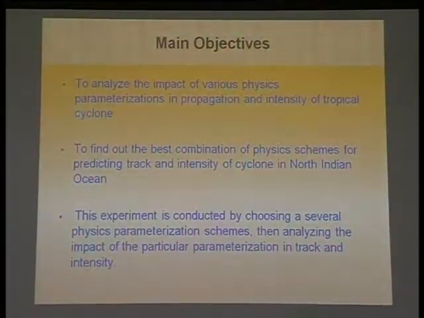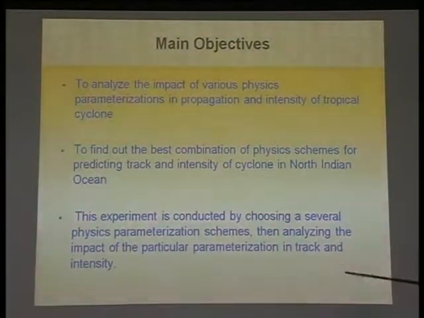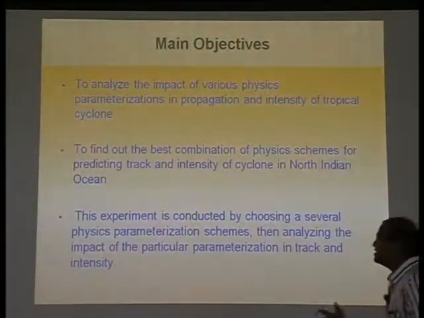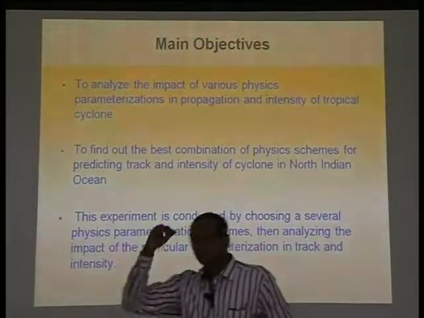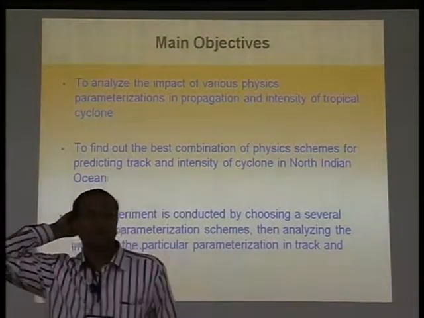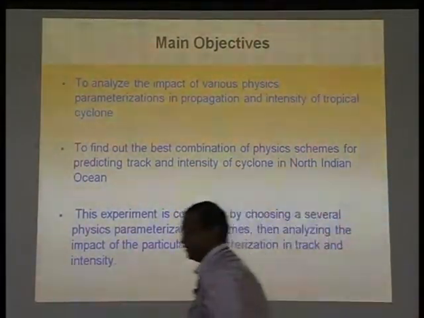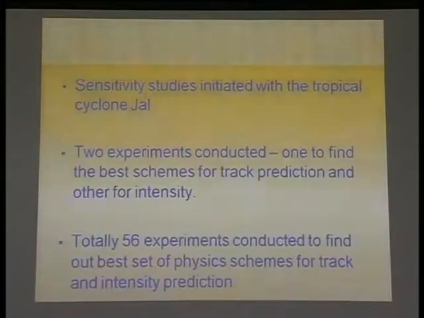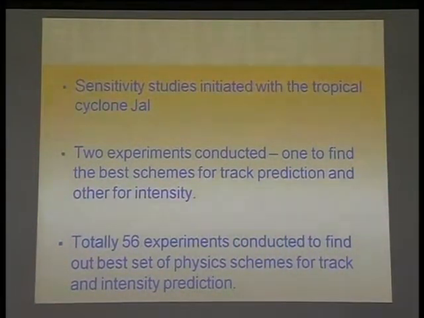The numerical experiment is conducted by choosing several physics parameterization schemes, then analyzing the impact of the particular parameterization on track and intensity. The benchmark we are using is the JTWC, Joint Typhoon Warning Center of the US Navy, which releases observational data for cyclones. The sensitivity studies we initiated with the tropical cyclone Gel.